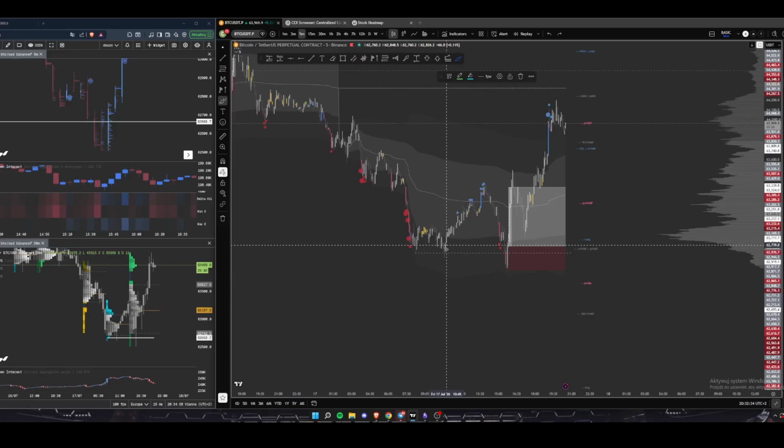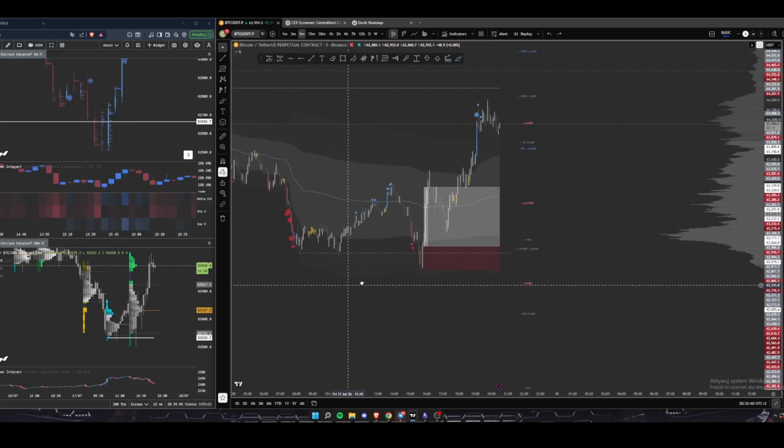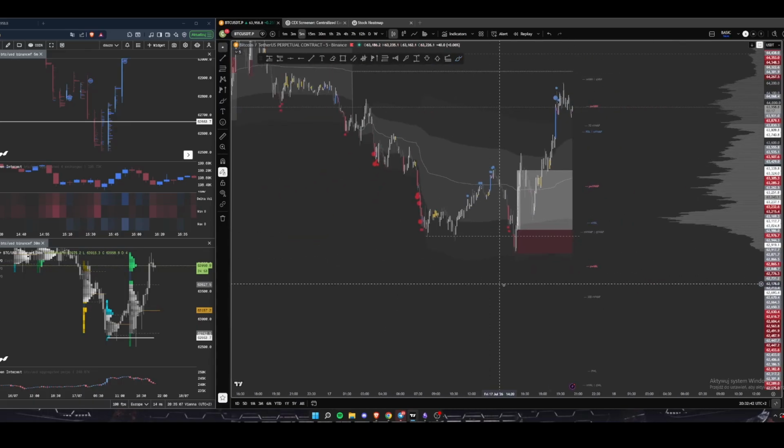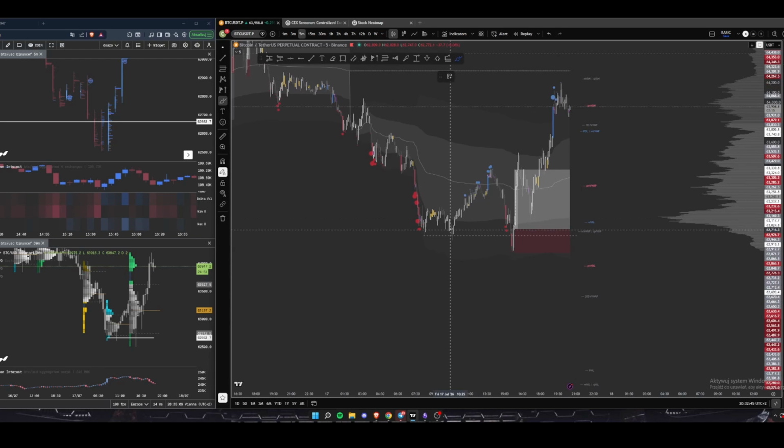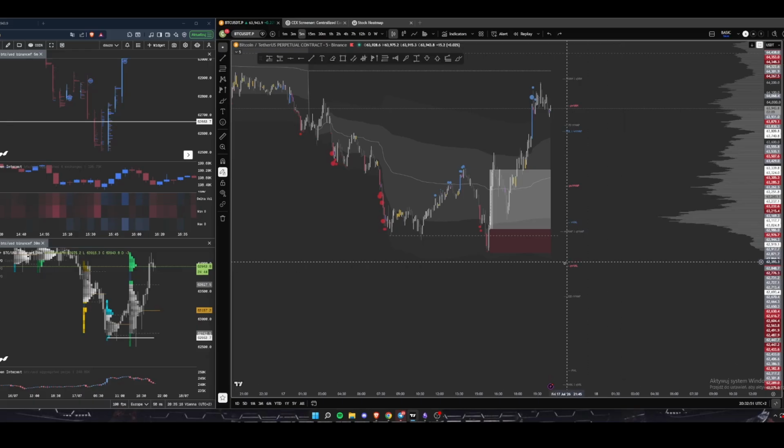If we would do something like this, with very strong volume and stuff like this, then fine, but this was definitely not something you would like to trade. Even, you can say it worked out probably on 1 minute or something, you could take this trade, but this is not something I'm interested in taking.